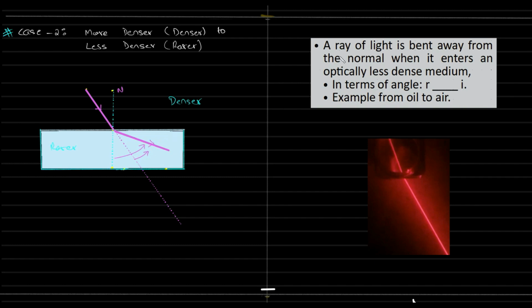A ray of light is bent away from the normal when it enters an optically less dense medium, so basically a rarer medium. In this case, the angle of refraction is more than the angle of incidence. The example which we are looking at is from oil to air. So here we have a light which was supposed to go this way. You can clearly see it's moving away from the normal. The normal being over here. This is your normal. So it's bending away from the normal.